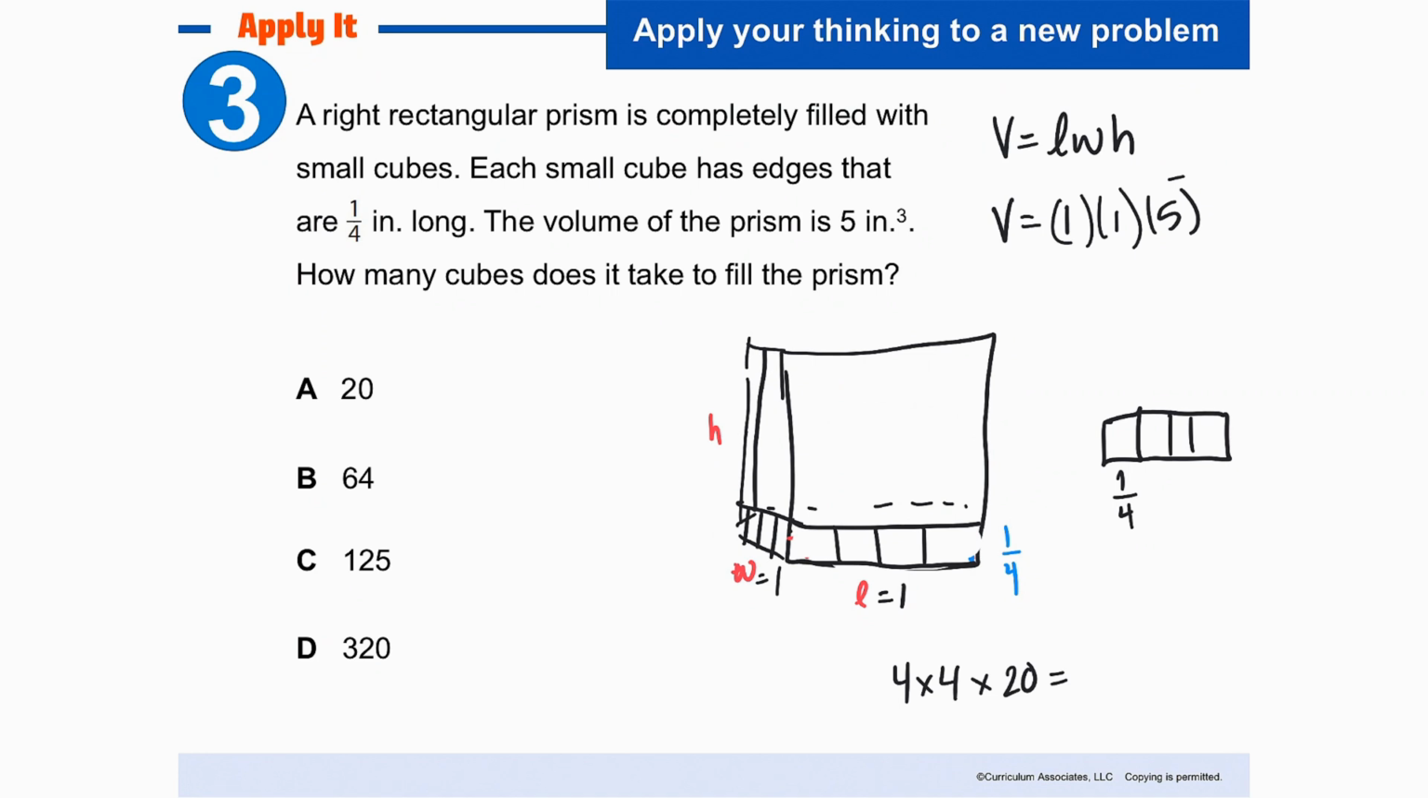So when we multiply that together, we have 16 times 20. Okay, and we're thinking about it as 2 tens times 1 ten and 6 ones, and we would get 320. So that's kind of how we would figure that out.